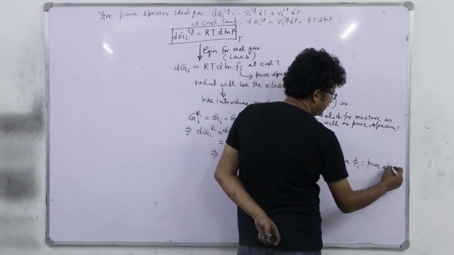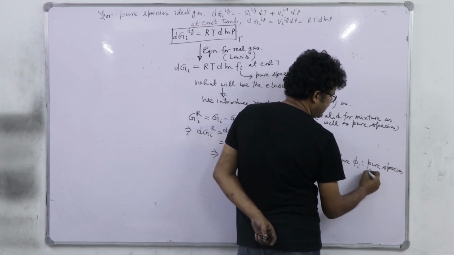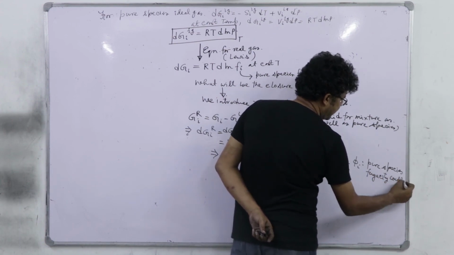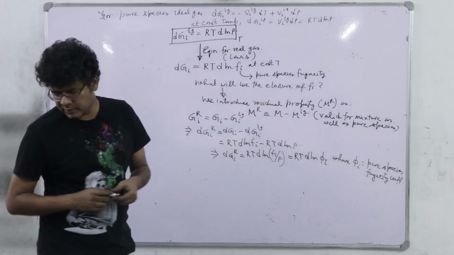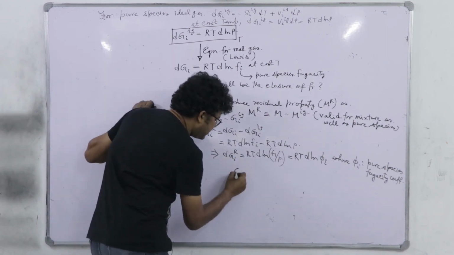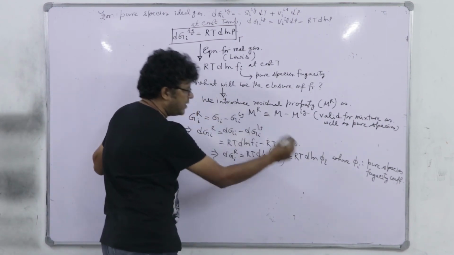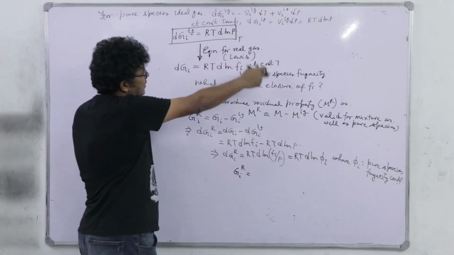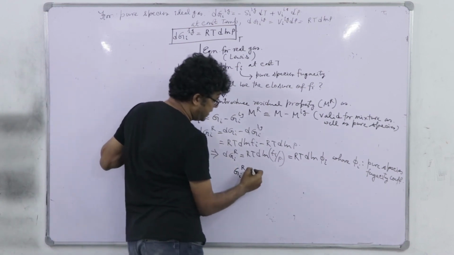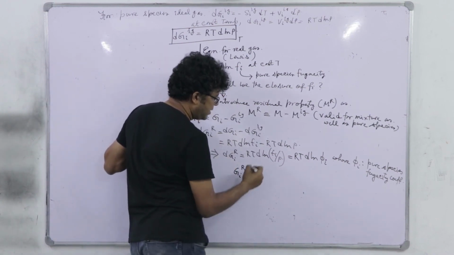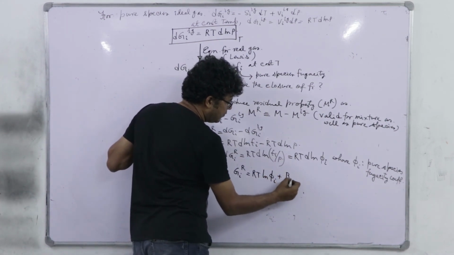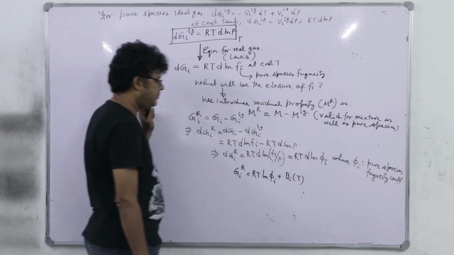pure species fugacity coefficient, right. So, now if I integrate it, and this is an equation at constant temperature, because at constant temperature this frame is intact. So, if I integrate, GiR equals RT ln phi i, plus a constant which will be dependent on temperature, right.